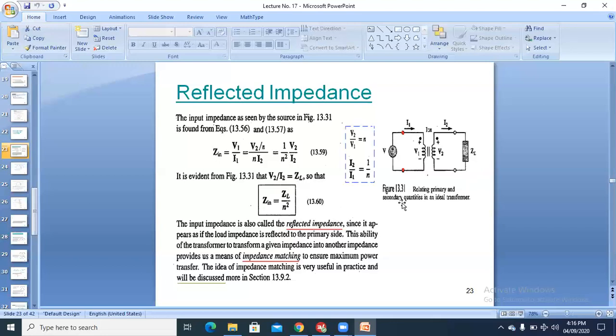So also we learned in the last lecture that impedance matching is important to ensure the maximum power transfer. So we cannot transfer the maximum power across the load unless we have the impedance of the two networks perfectly matched.